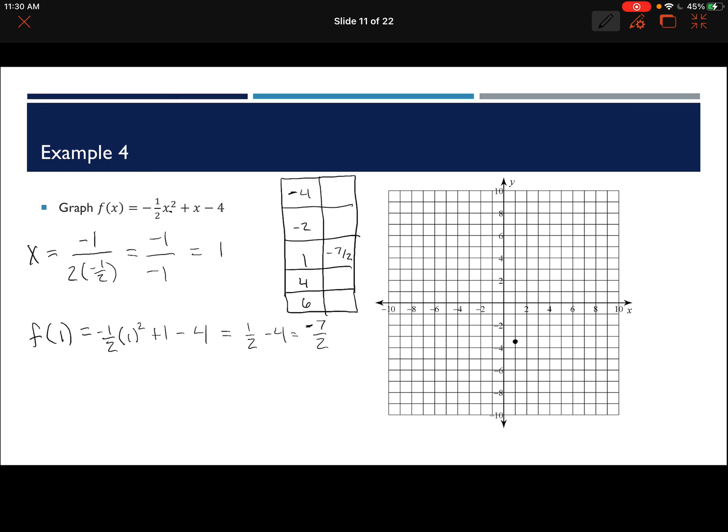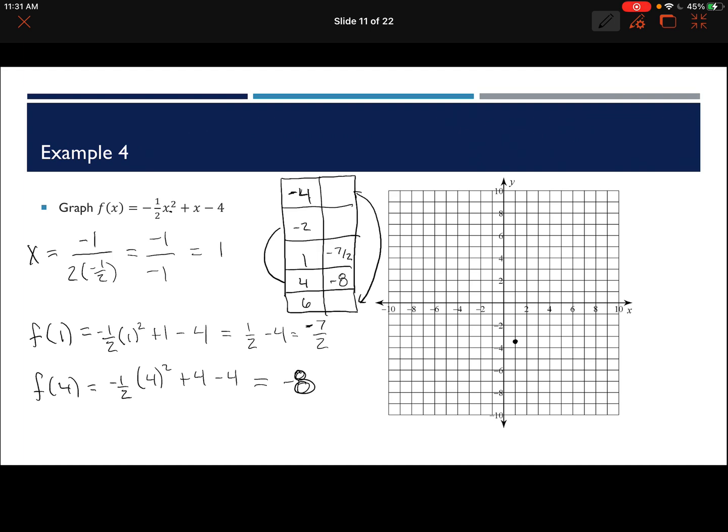And we'll see what those points turn into. Hopefully they work out nicely. So again, the negative 2 and the 4 are going to pair up, and the negative 4 and the 6 are going to pair up. So let's do f of 4. So f of 4 is going to equal negative 1/2 times 4 squared plus 4 minus 4. And 4 squared is 16. 16 times negative 1/2 is negative 8. 4 minus 4 is 0. So we get negative 8. So when x is 4, we get negative 8.